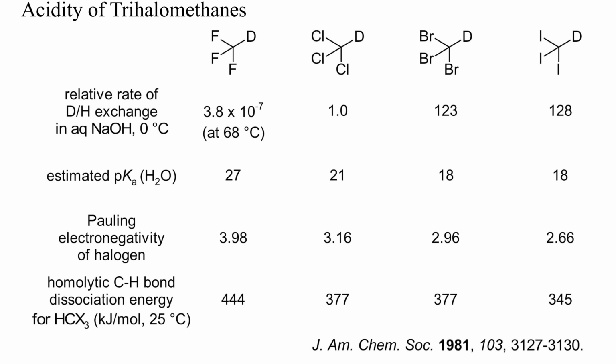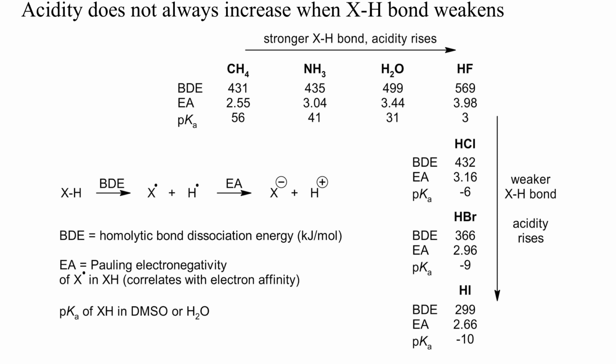The equilibrium acidity of trihalomethanes is difficult to measure because the anions are unstable and fragment into halides and dihalocarbenes. However, base-induced hydrogen-deuterium exchange is faster than carbene formation and can be used to estimate the pKa of trihalomethanes. For trifluoromethane, this exchange is slow compared to that of the other trihalomethanes. And, although fluorine has the highest electronegativity, trifluoromethane is the weakest acid. This is not a contradiction.